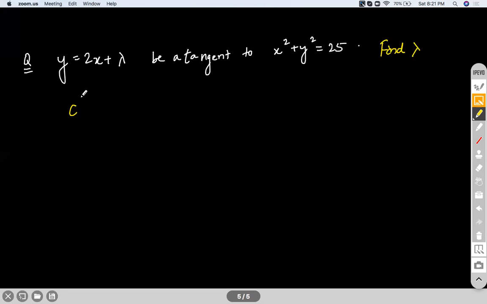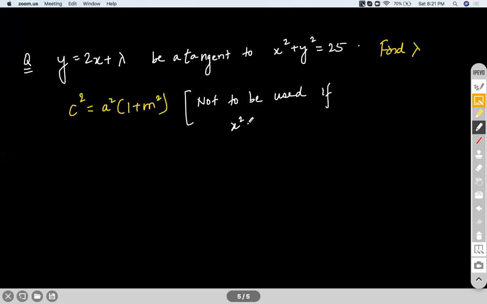What is the condition? C square equals A square into 1 plus M square. Guys, one word of caution here. This formula is not to be used if the equation of the circle is not of this form. It is derived only for situations where x square plus y square is equal to a square is the equation of a circle. For such cases, it will not work.